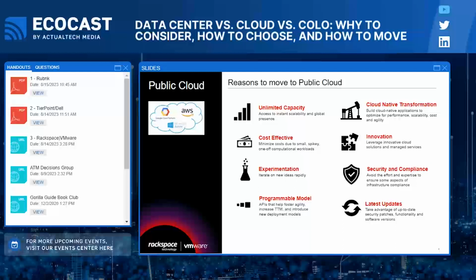It does have a programmable model, just like private cloud. I won't delve too much into that. Cloud native transformation. So you can build a lot of cloud native apps in public cloud to take advantage of all the cloud native tools and technologies that already exist.